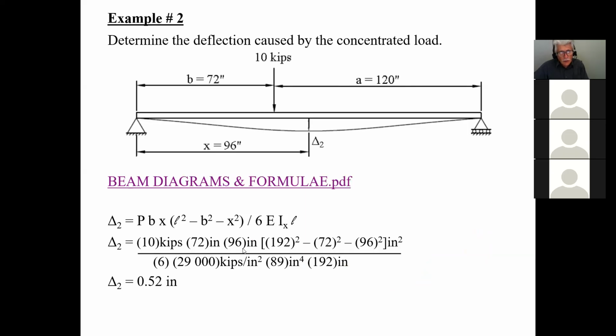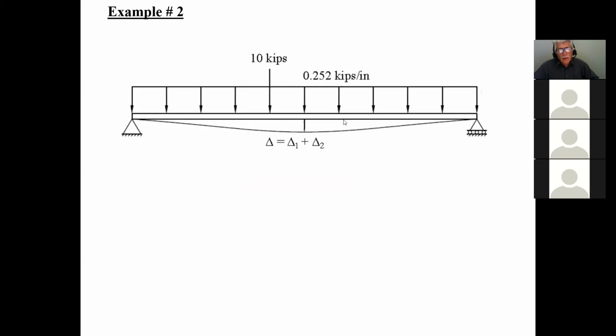If I do the calculation, this deflection ends up being 0.52 inches. So now I've calculated the deflection caused by the distributed load, and the deflection by the concentrated load at the same location. Since I'm doing everything at the same location, I can superimpose everything and calculate the total deflection caused by both the distributed load and the concentrated load, just like we did before. So now I can calculate the deflection from delta 1 plus delta 2. I end up with 2.25 inches.